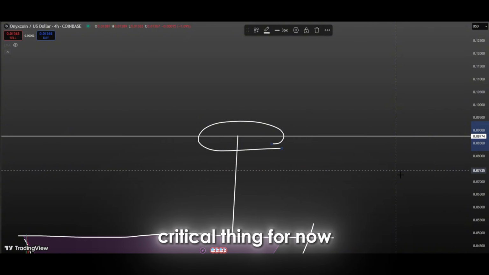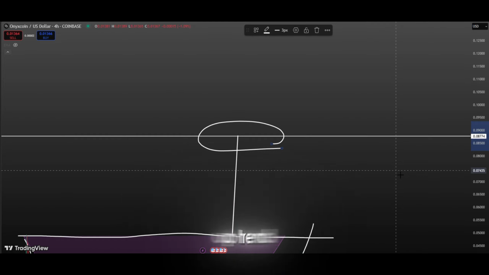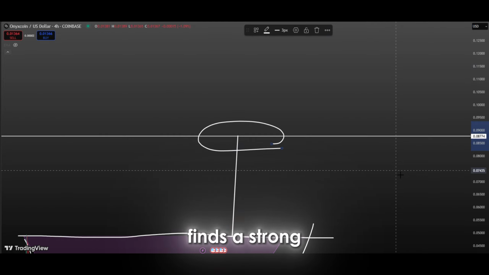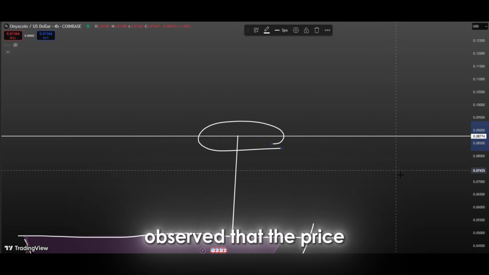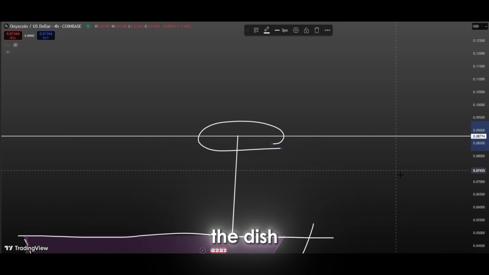The critical thing for now is to watch how the price reacts at this low and whether it can start an uptrend. If the price finds a strong support here and initiates an upward move, then the bowl pattern could be the start of a long-term uptrend. As a result, it can be observed that the price is currently at the bottom of the dish and has formed a strong support area here.